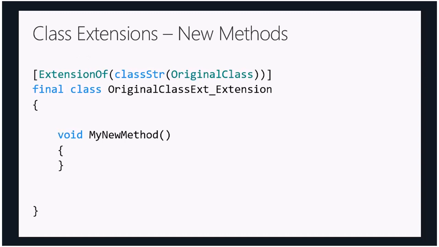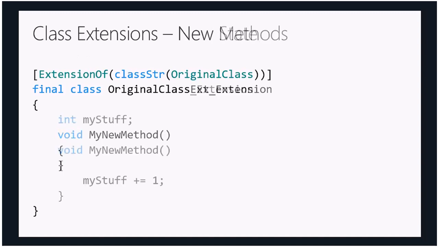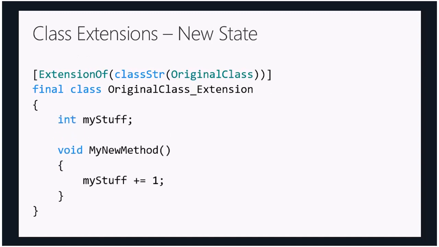Any new methods added via this extension class will be visible to client code that has a reference to the extension model. Extension classes can also add new class member variables. This state can then be used in the extension methods or client code if it's public.